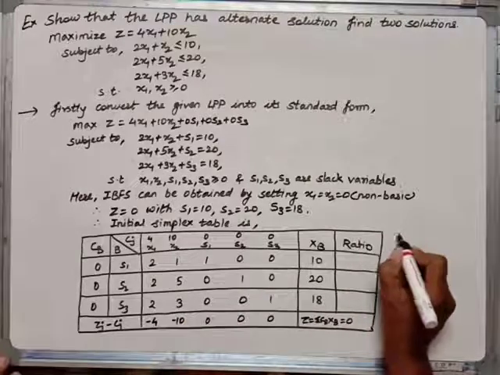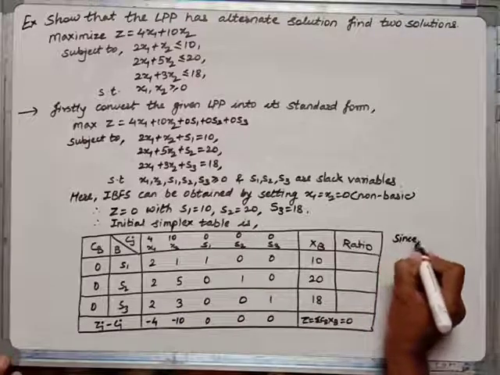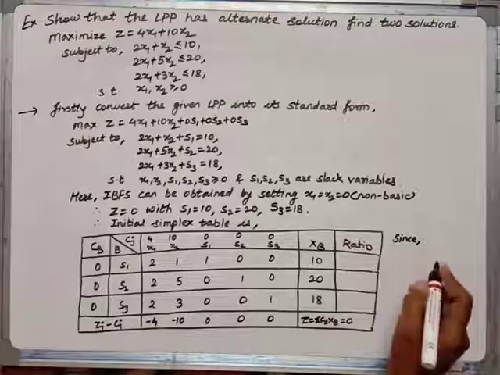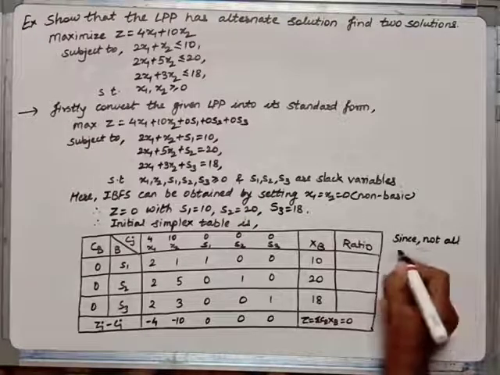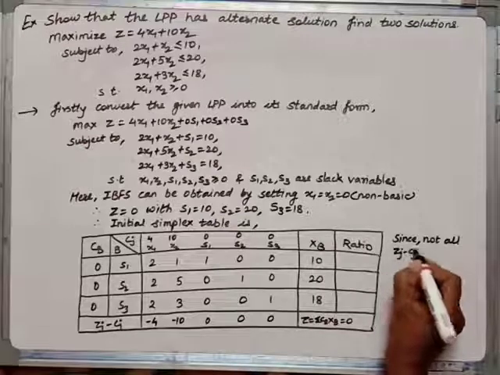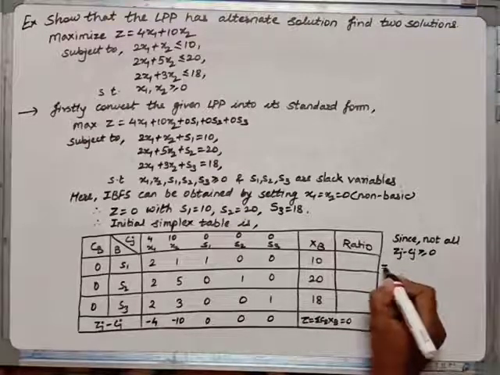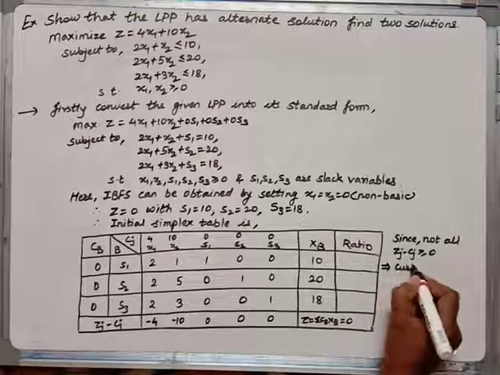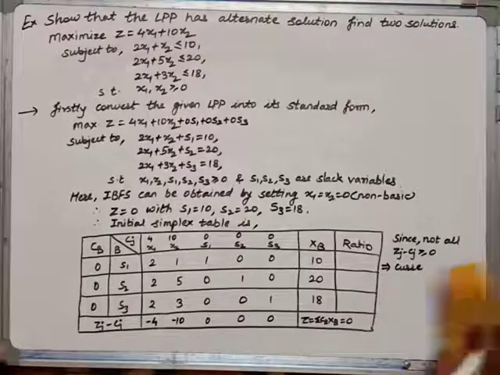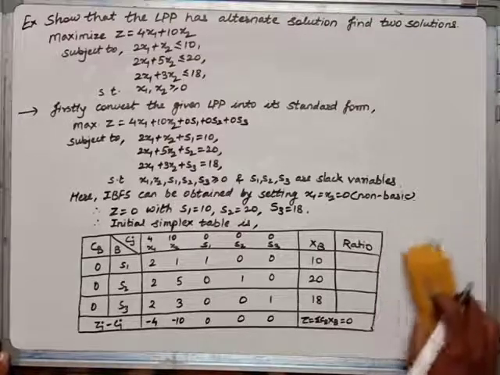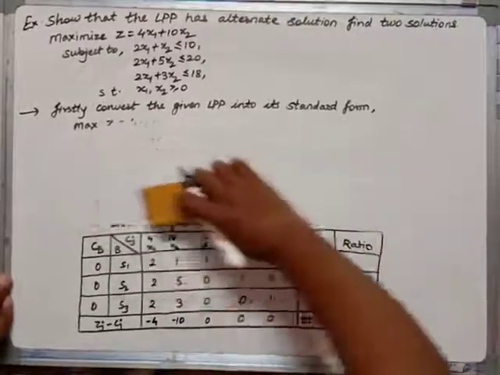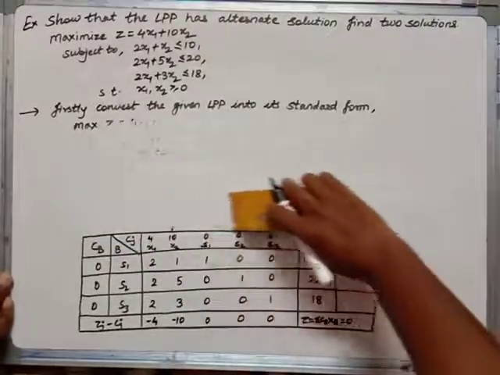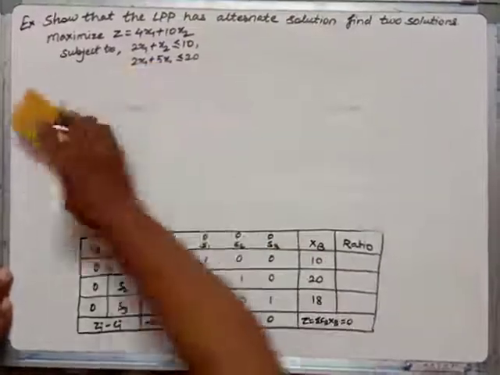I must write since not all Zj minus Cj greater or equal 0, so it implies current solution. Okay, sorry, don't write it here. We need this space also for further calculations. Let me write them here itself.